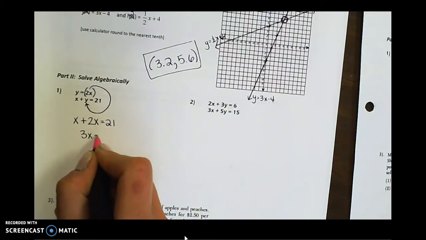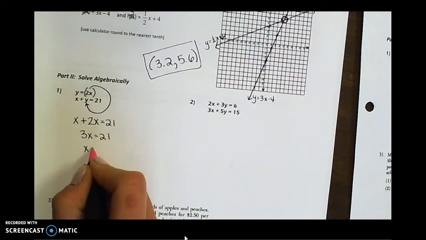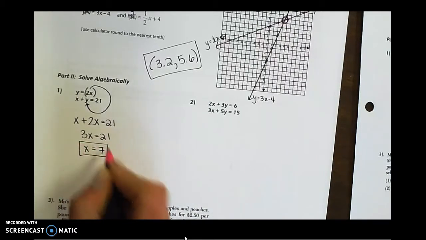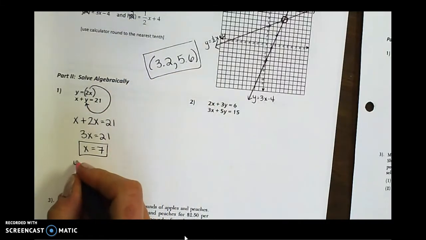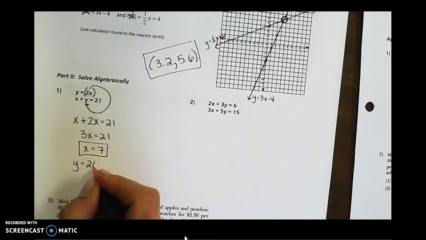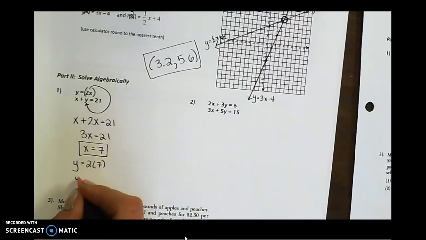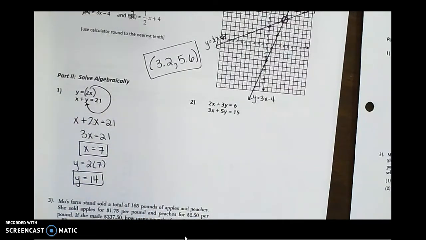So we're going to get 3x equals 21. So then x is equal to 7. So now that I have my x, we need to find my y. So we can use either one of these equations to solve for y. So y equals 2 times 7. So then y is equal to 14. So that's going to be my answer. X equals 7, y equals 14.